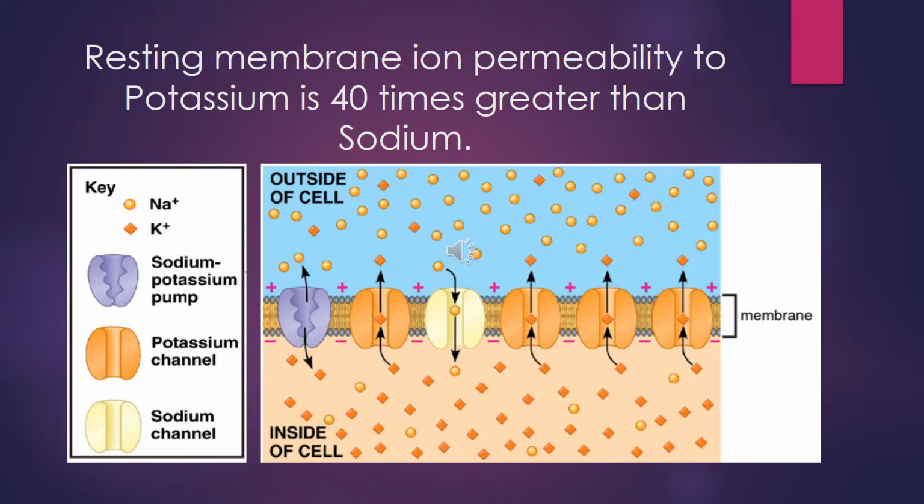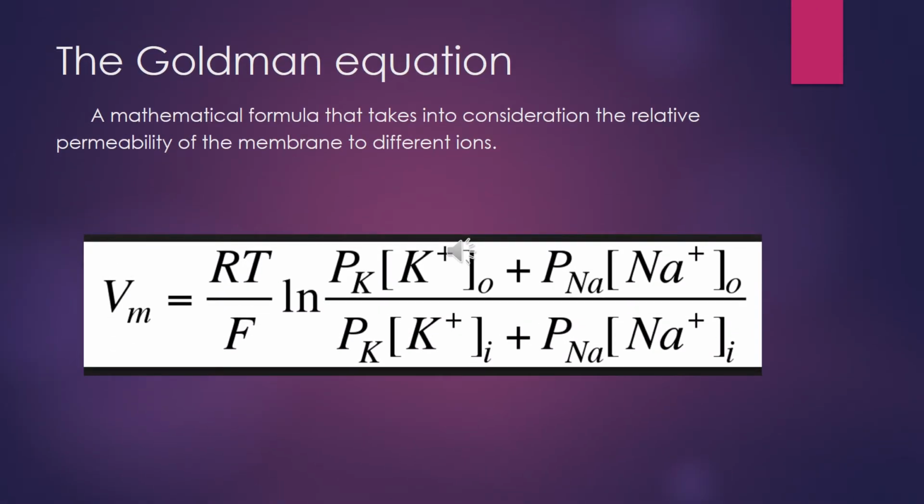Now let's get back to understanding why the resting membrane potential is negative 65. Resting membrane ion permeability to potassium is 40 times greater than sodium. As depicted in this image, you can see that there are several more potassium channels than there are sodium channels. The resting membrane potential can be calculated using the Goldman equation, a mathematical formula that takes into consideration the relative permeability of the membrane to different ions.